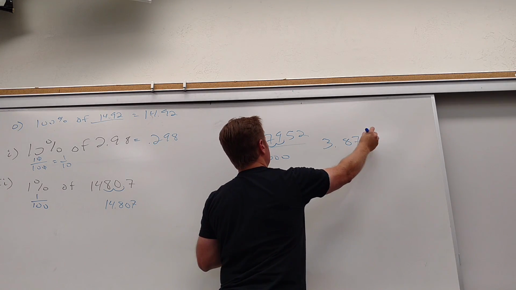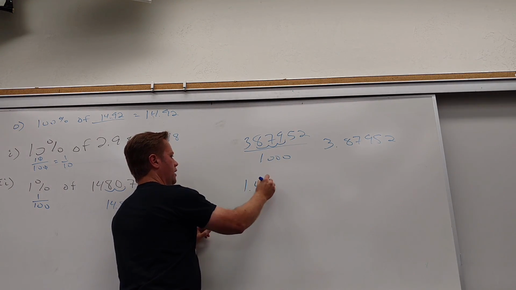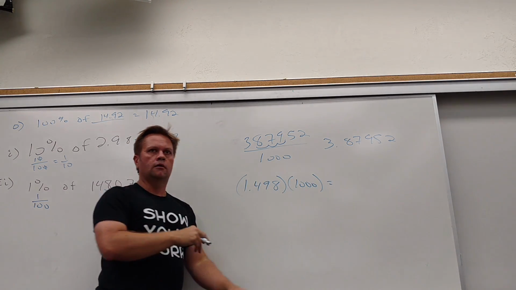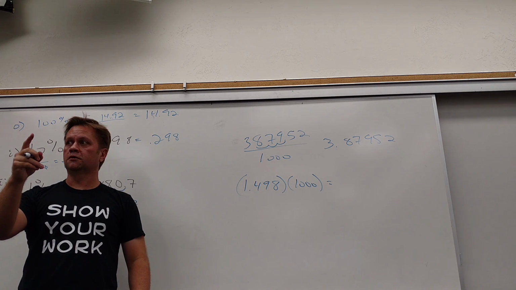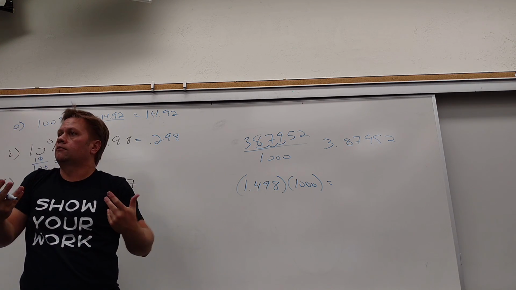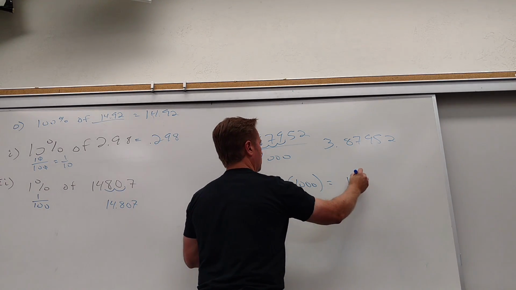That makes sense. If I'm multiplying, if I had 1.498 times 1,000, I'm still going to move it how many times? 3. Because there's 3 zeros, but now I'm going to move it forward because it's going to get bigger. I'm multiplying, so now I should make this bigger. 1498.